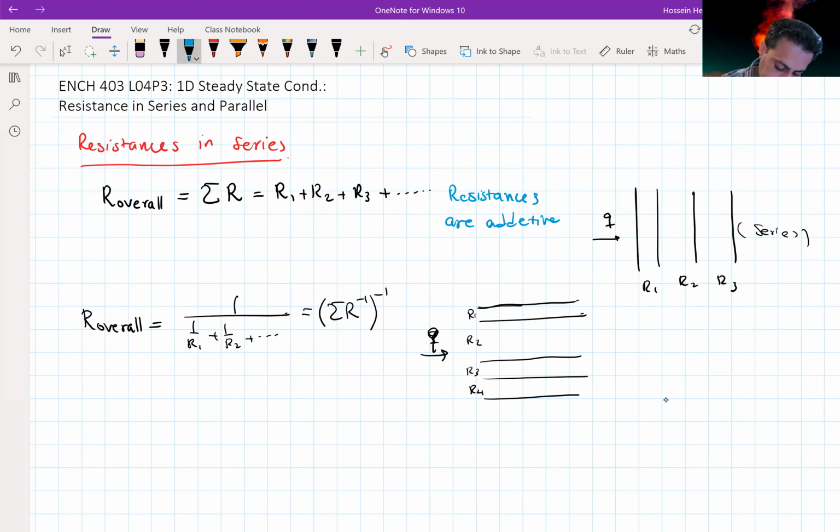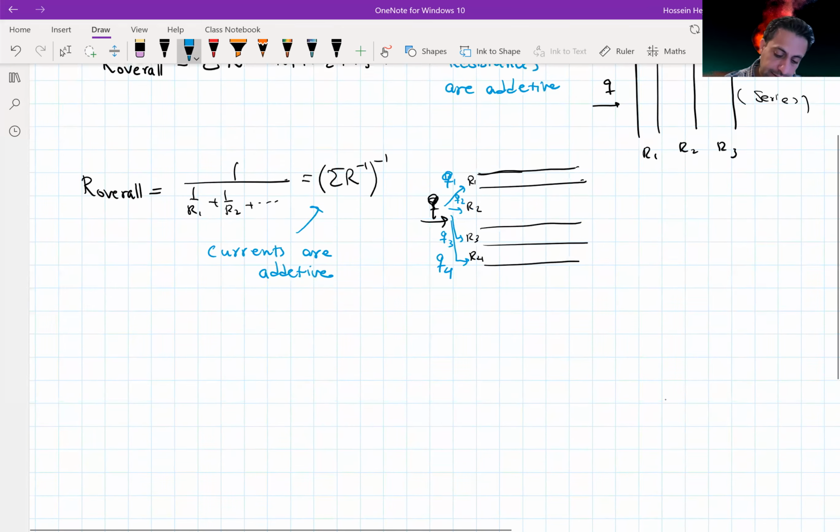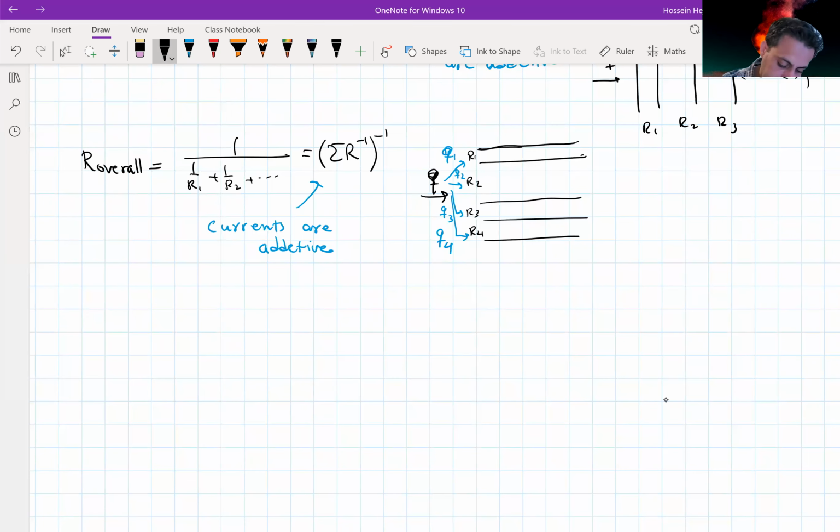So here we have currents are additive. By currents, it's like this Q is getting a portion that goes to R1, like Q1, a portion that goes here, Q2, Q3, and a portion that goes to the fourth layer or the other layers that are in parallel. So these are the two general configurations. You can easily come up with each of them. We have seen that for the layers in series, but you can easily get the one for the parallel too. So this is parallel.